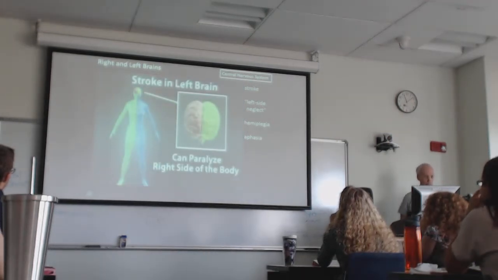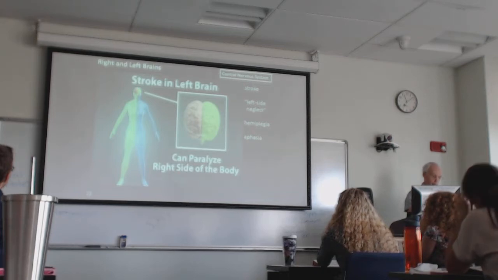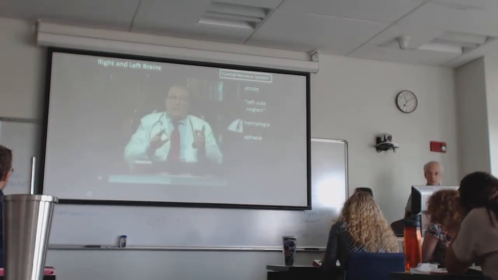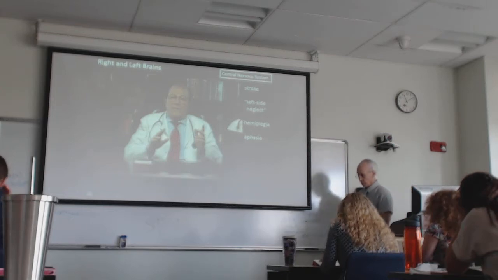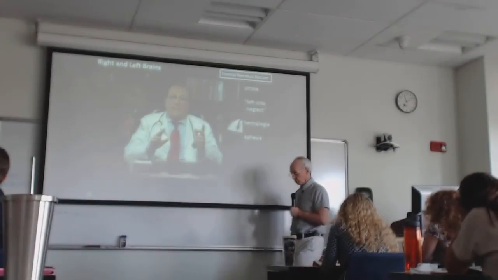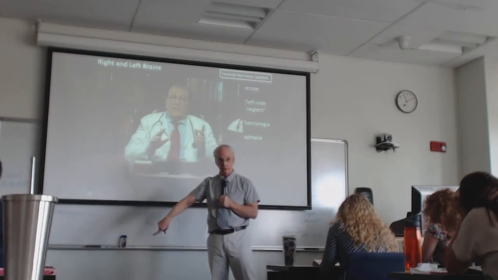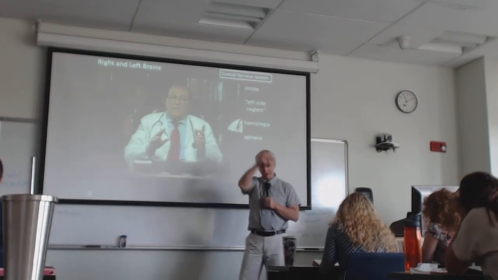Conversely, a stroke in the left hemisphere of the brain can cause paralysis in the right side of the body, or right hemiplegia. So hemiplegia just refers to impaired motor function, usually on the opposite side, depending upon the location of the stroke. Because remember the decussation.